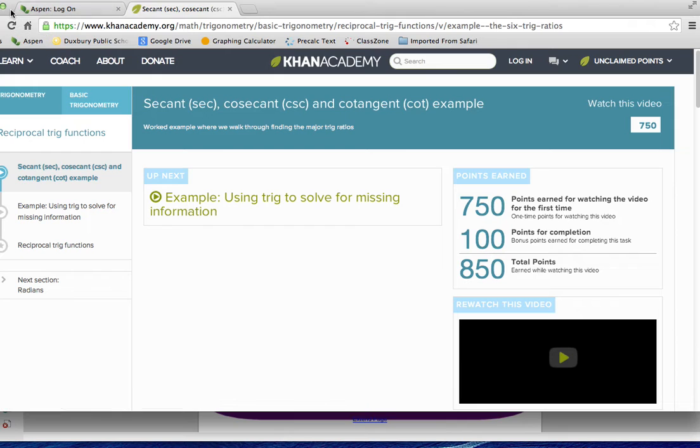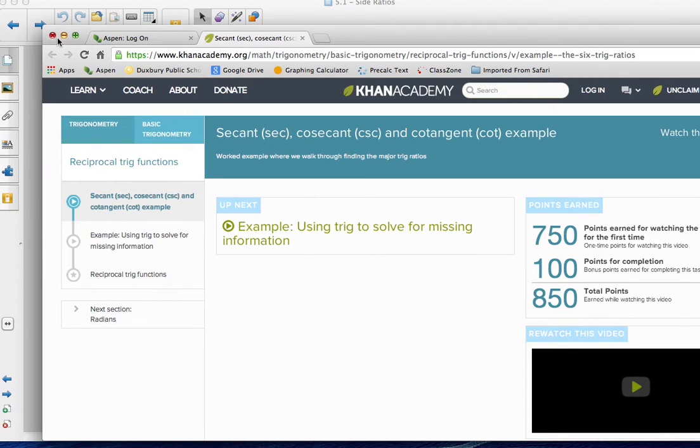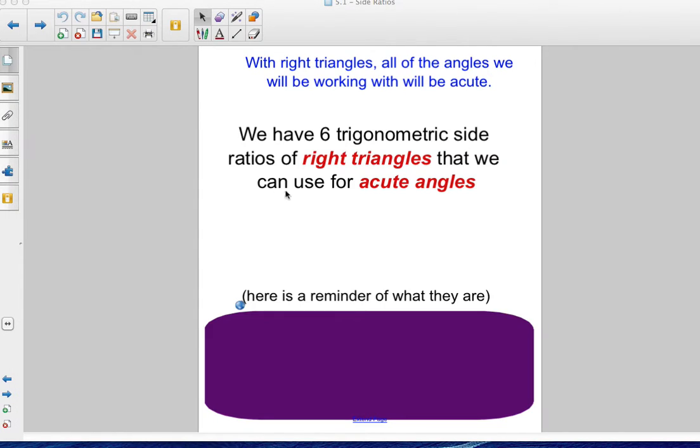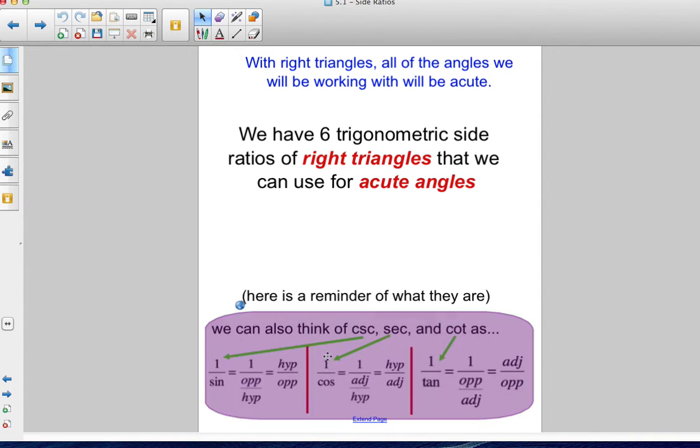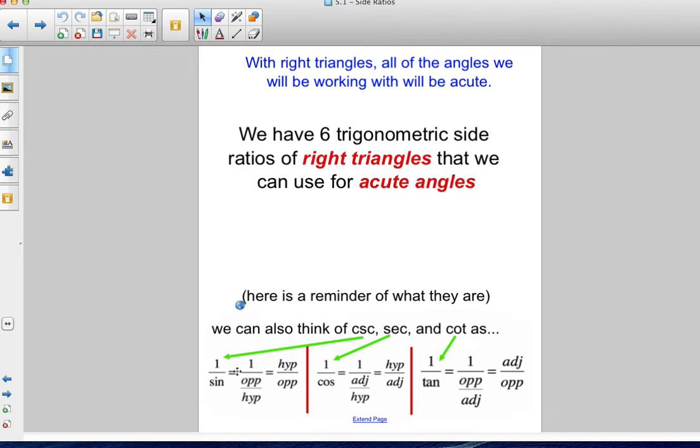All right. Hopefully that video was good. Just kind of reminding ourselves what those are. Now again, when he does the reciprocals, cosecant is going to be hypotenuse over opposite. You can think of it as the opposite of sine, which is opposite over hypotenuse. But we can also write it as 1 over sine, and you will see it written like this instead, but it's really the reciprocal of sine the same way.